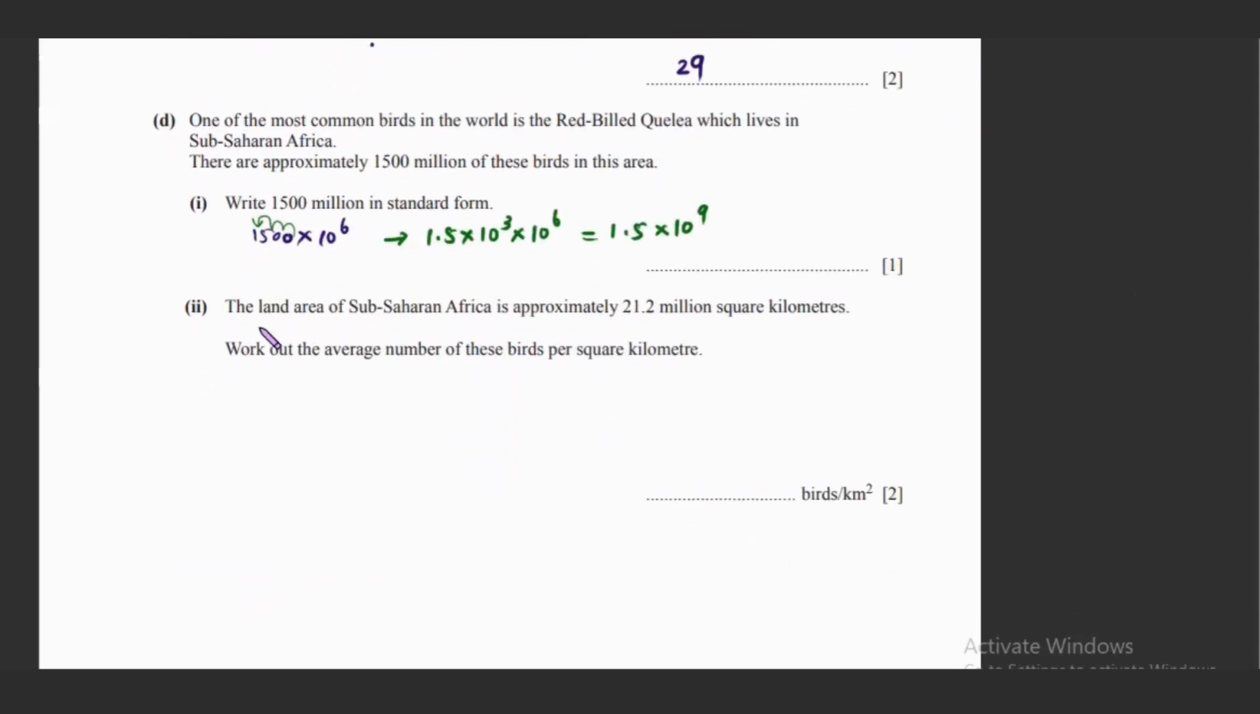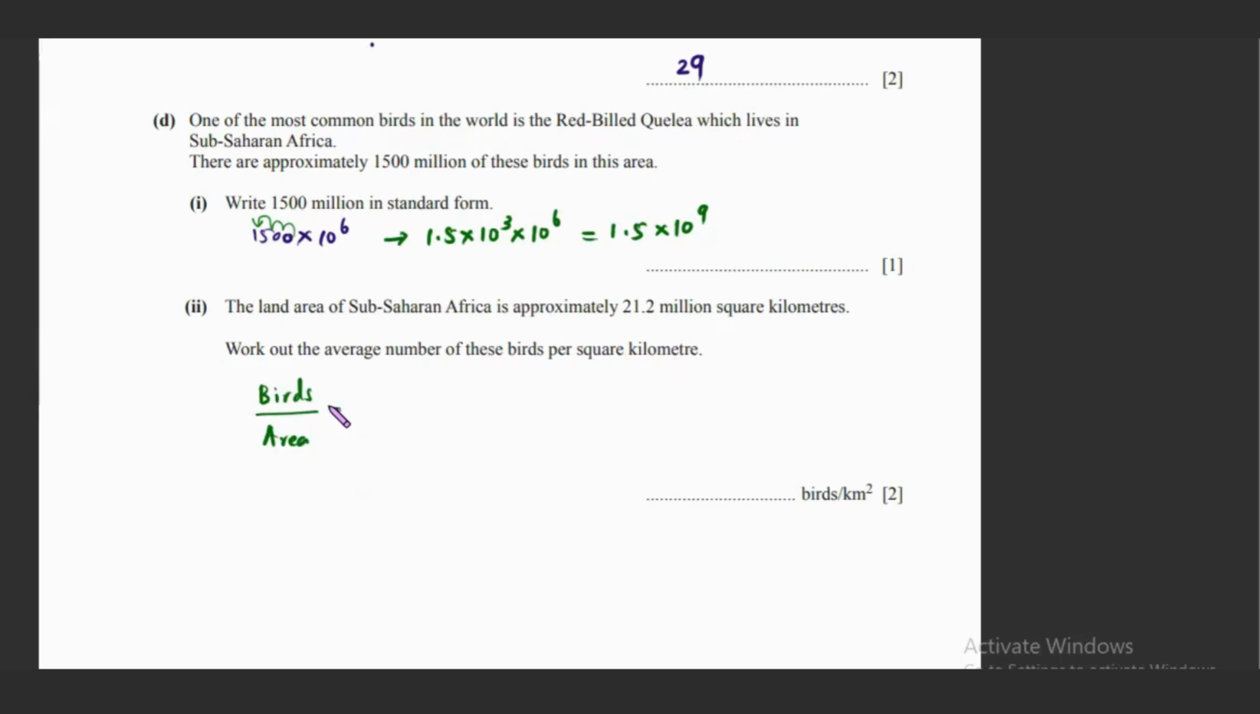The next question is, the land area of sub-Saharan Africa is approximately 21.2 million square kilometers. Work out the average number of these birds per square kilometer. So to calculate this, now we need to find birds per square kilometer. So I'll write it as birds per area. That is what we are supposed to calculate, but it should be in square kilometers. So that is what is mentioned here.